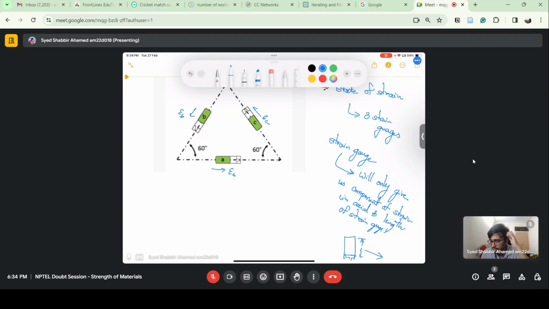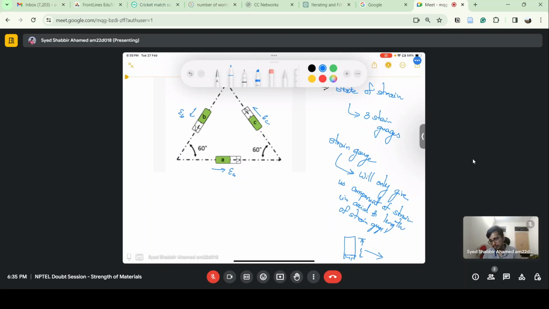There are different kinds of rosettes which are available, like a delta rosette, star rosette, and also a rectangular rosette. Depending upon the experiment and the specimen, different rosettes are used to get the state of strain at a point.